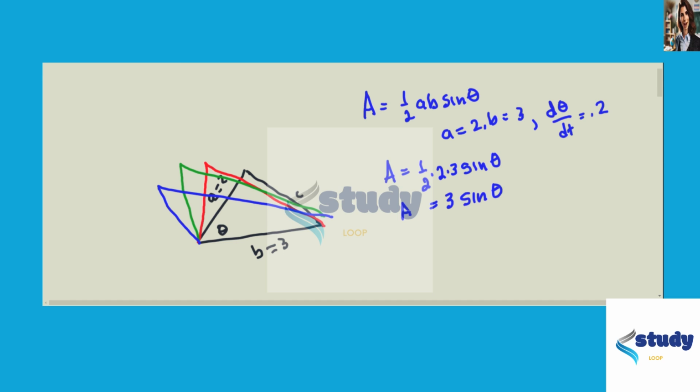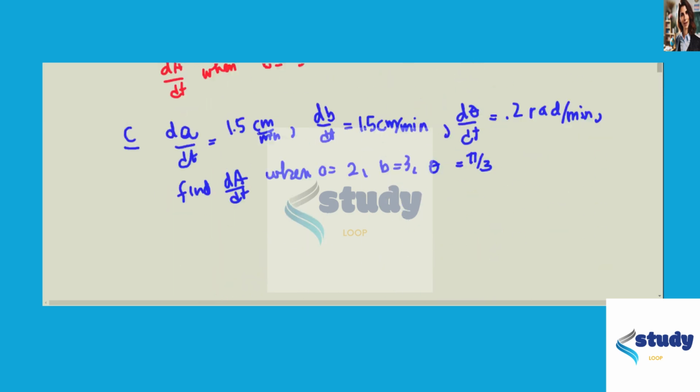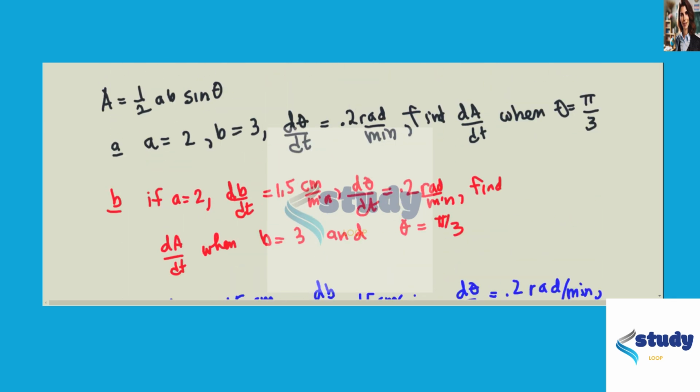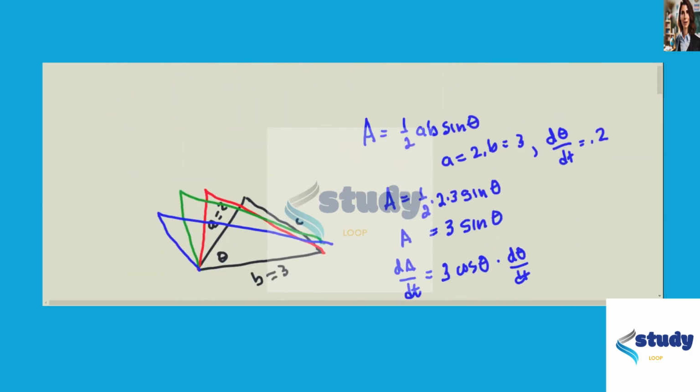Now the two things that are changing here are theta and the area. So when we take their derivatives, they get a dt stuck on it. So here we go. Derivative of the area, dA dt. Derivative of 3 sine theta is 3 cosine theta times the derivative of theta, which is d theta dt. I think I missed something here. Also, find dA dt when theta is pi over 3.